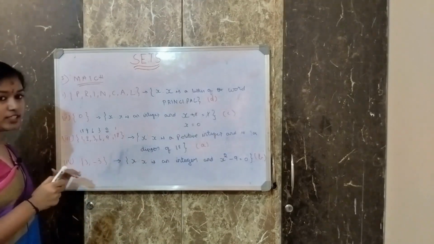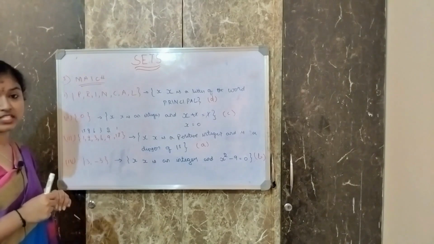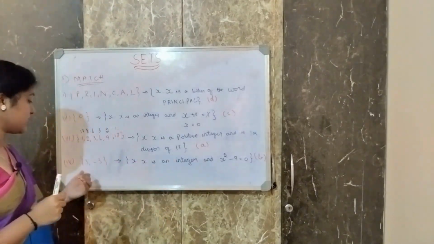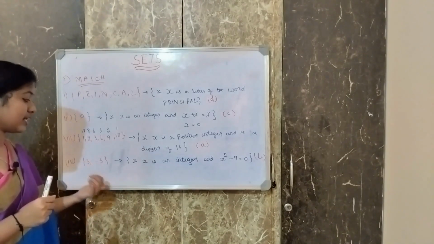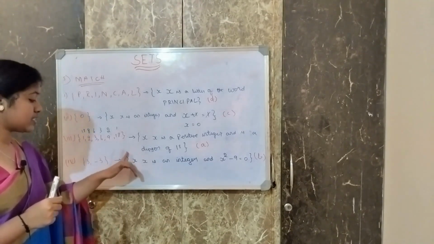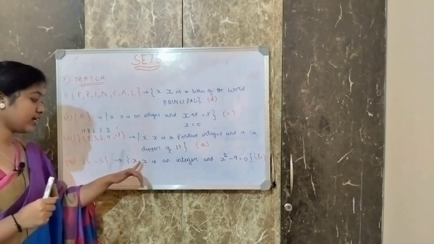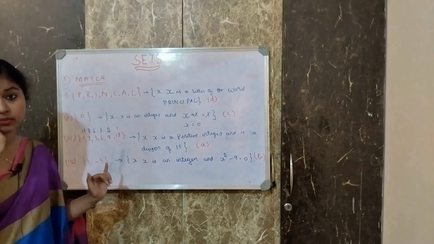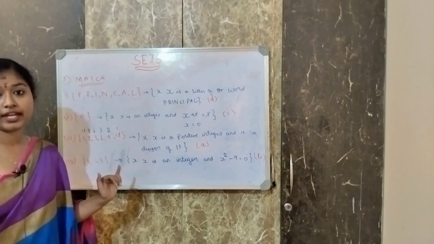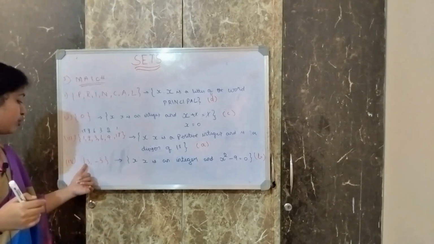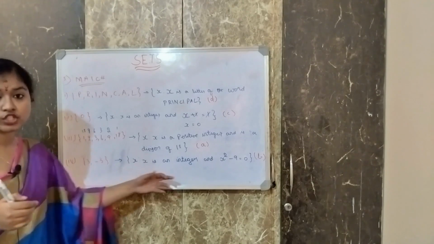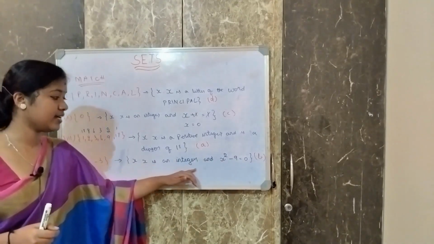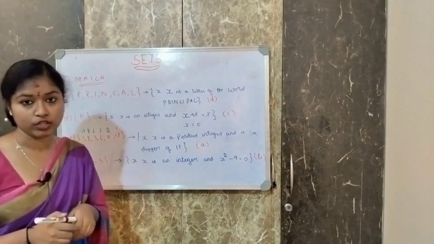So next, the fourth one and the last one, we have 3 comma minus 3. So what is this 3 comma minus 3? Option B matches with this, because it is written that the set of all x such that x is an integer. Because 3 and minus 3 are integers, and the set of integers contains positive numbers, negative numbers and 0. So this contains both a positive and a negative number. So we should search for the word integer. So the set of all x such that x is an integer and x square minus 9 equals 0.